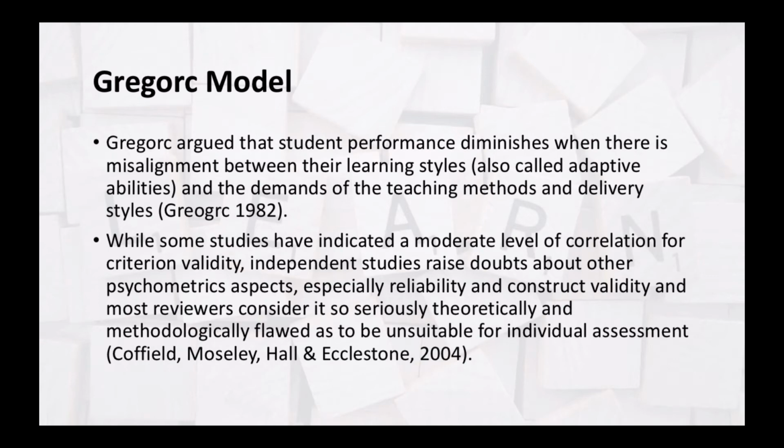Gregorek argued that student performance diminishes when there is misalignment between their learning styles, also called their adaptive abilities, and the demands of the teaching methods and delivery styles. While some studies have indicated a moderate level of correlation for criterion validity, independent studies raise doubts about other psychometric aspects, especially reliability and construct validity, and most reviewers consider it so seriously, theoretically, and methodologically flawed as to be unsuitable for individual assessment.